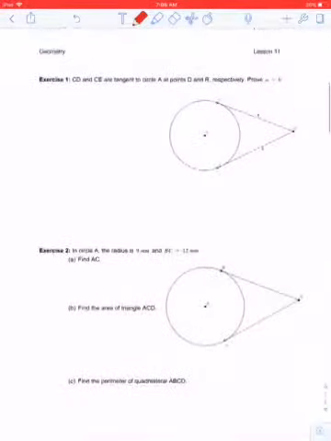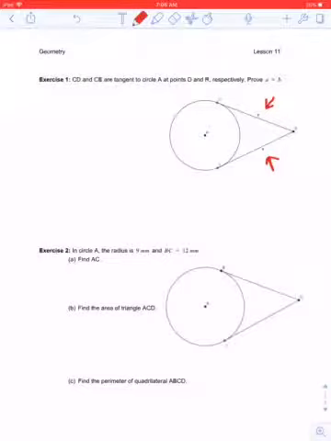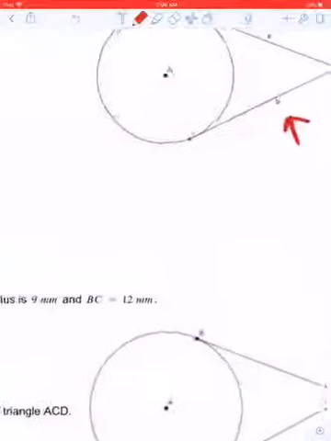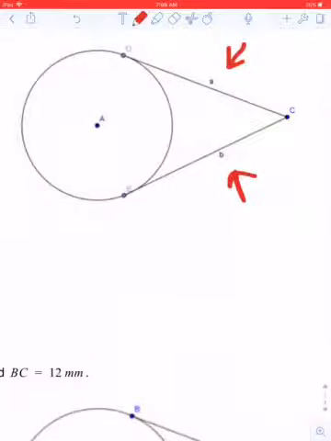So exercise 1. It says CD and CE are tangent to circle A at points D and E respectively. Prove A equals B. You can see A is this side right here, B is this side right here, and we want to prove they're equal. So we can start by taking a look at our diagram and drawing in our radii AE and AD. And I'm going to relabel that guy A so you can see.